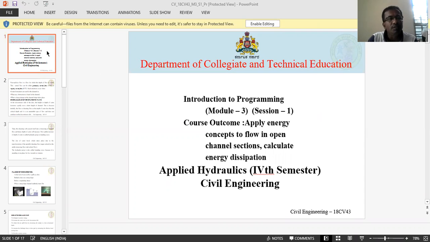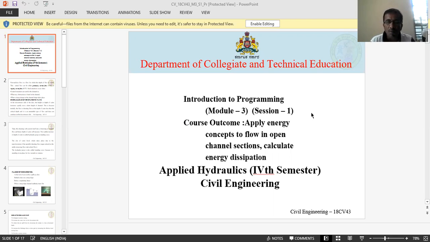Welcome to session 1 of module 3 in the subject Applied Hydraulics. The code of the subject is 18CV43. In this module, we usually deal with non-uniform flow.